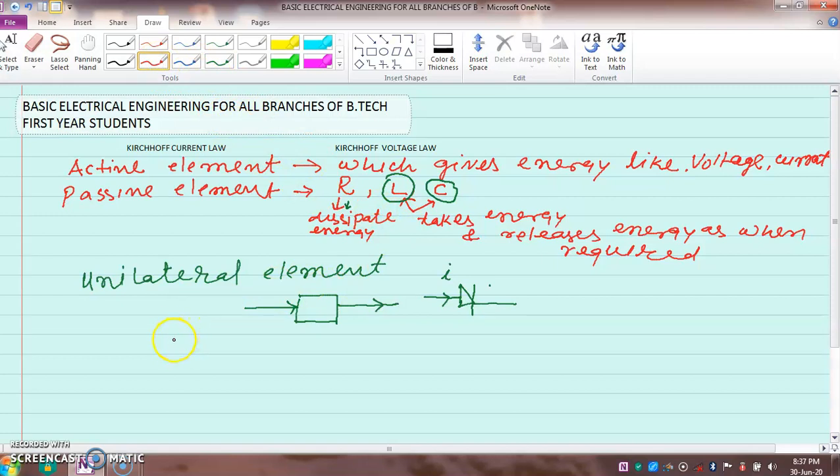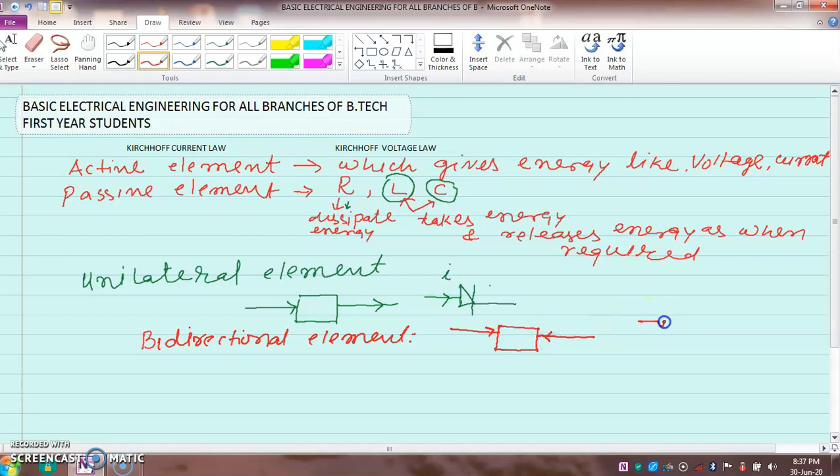And bidirectional elements are also there. Bidirectional element, bi means two. In this case, current can flow from this side, and current can also flow in the opposite direction, this side also.